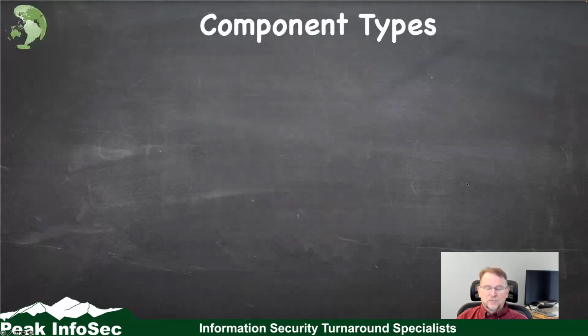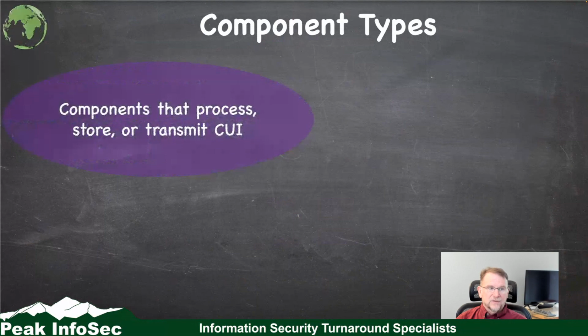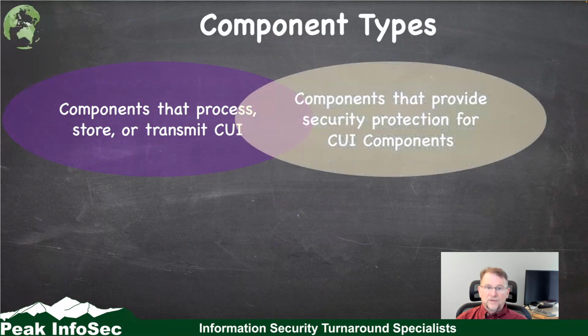So in doing this, we need to first recognize the different component types that come out of NIST SP 800-171, paragraph 1.1. Shocker, coming from me. So the first ones are always those components that process, store, transmit CUI. Components then that provide security protection for CUI components are the two main ones we normally talk about. Those are going to be the ones in scope.